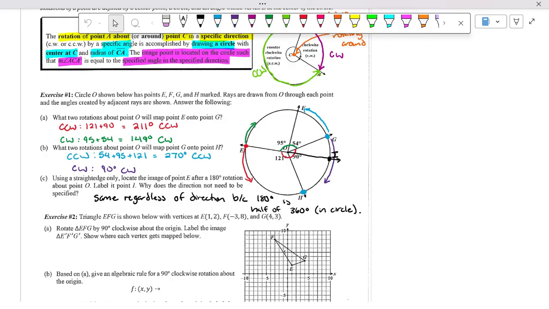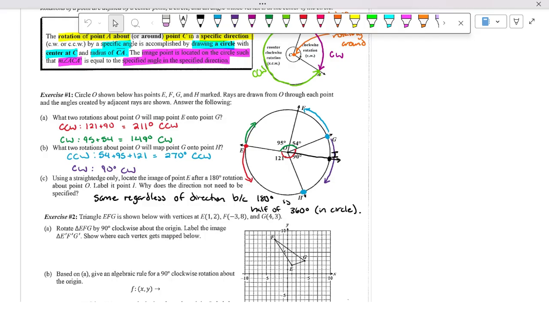In other words, we just did a very simple one where they said, okay, if we're mapping E onto H, what are the two ways we can get it? So we went from E to H counterclockwise, that is 121. If we went from E to H on the other side, that is whatever 95 plus 54 plus 90 is. So that's a very, very simple rotation.